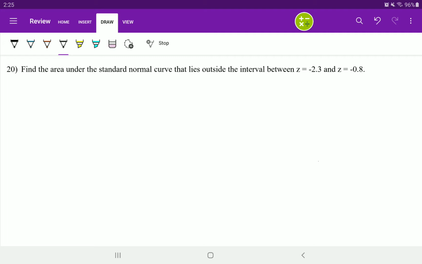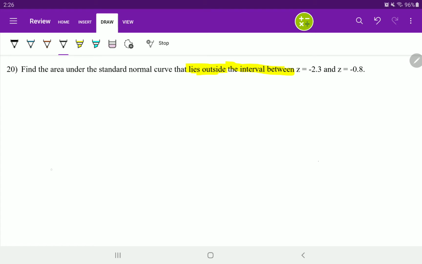Feel me? So it says, find the area under the standard normal curve that lies outside. And I'm going to highlight that. Lies outside the interval between z equals negative 2.3 and z equals negative 0.8.